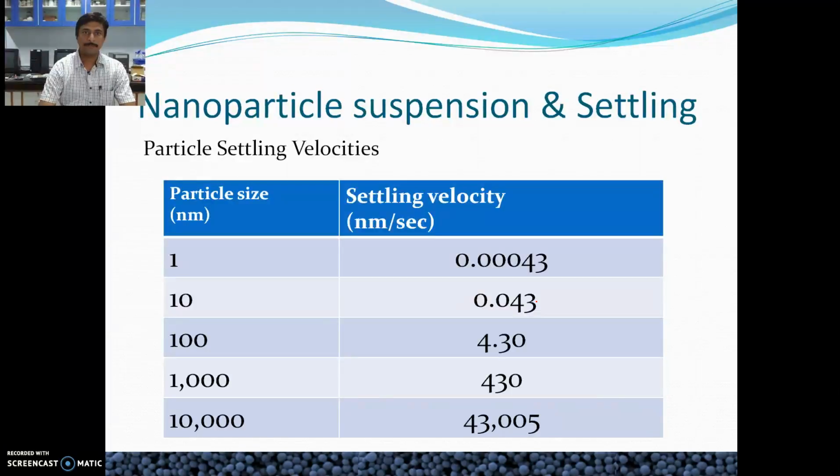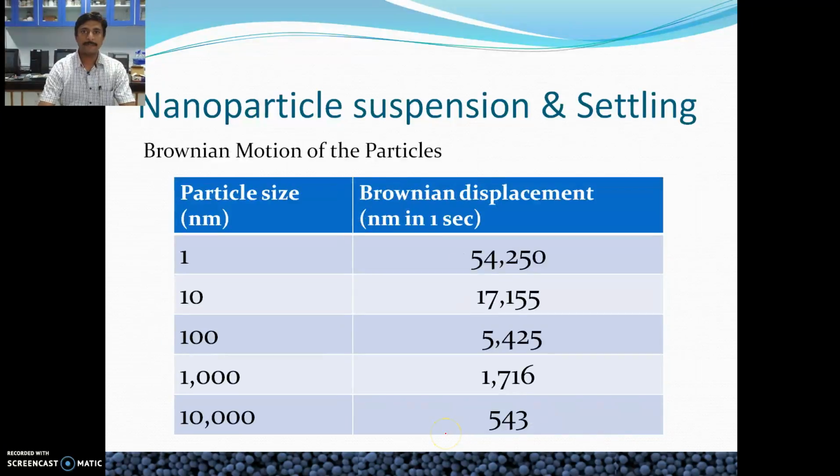Now let's discuss nanoparticle suspension and settling ability. Particle settling velocity is the key factor in discussing settling ability. The settling of particles is governed by Stokes' law, where settling is directly proportional to the size of the particle. The higher the size of the particle, the higher the settling velocity. You can see from these examples that as we go higher in particle size, the settling velocity goes higher.